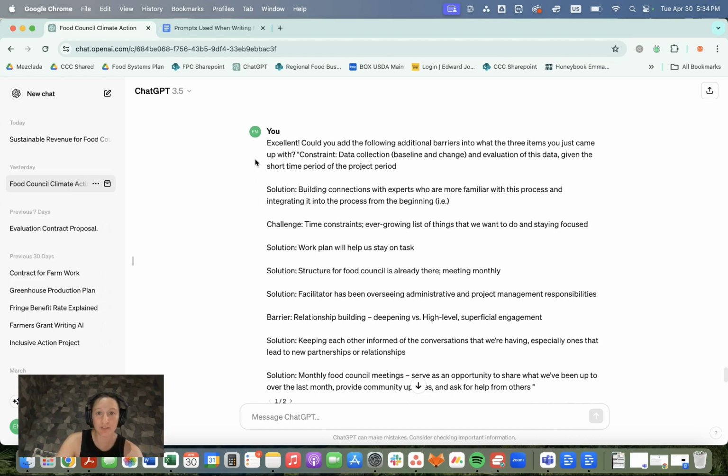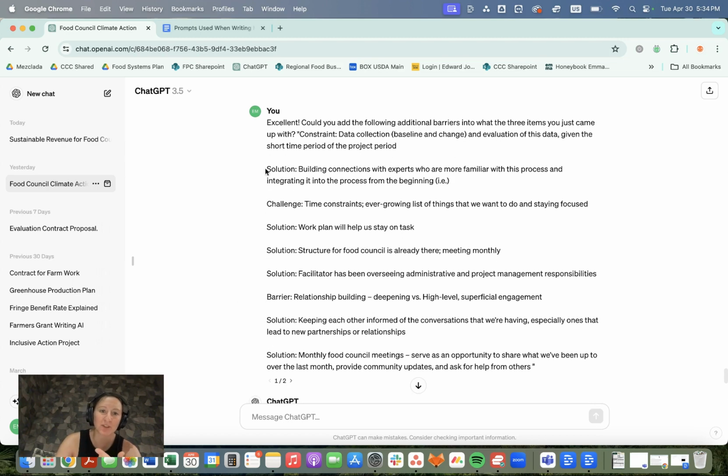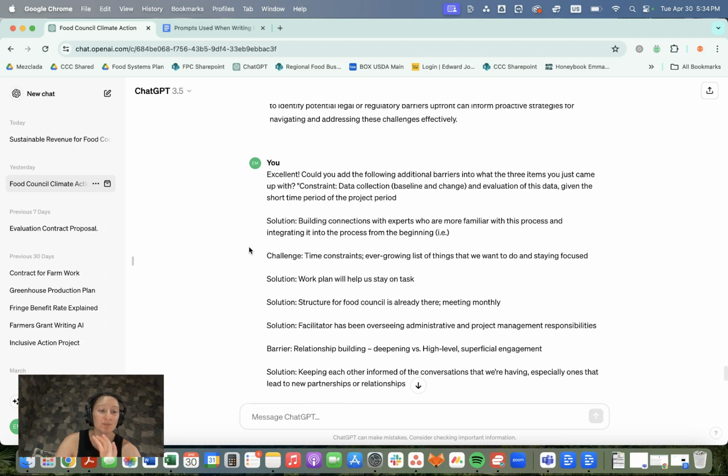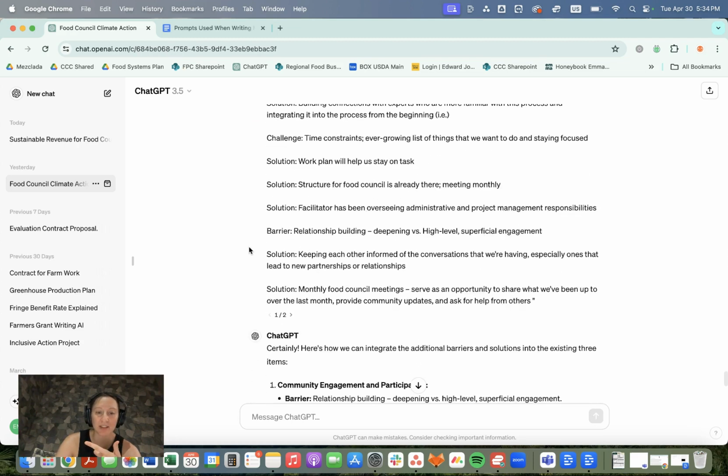Next one. Could you add the following additional barriers into what the 3 items you just came up with? Yeah. This is where things got messy and where I was like, okay, this is not working. Just go back to square one. This was what we had written in terms of the notes that I took from our group discussion of time constraints, data collection and evaluation given the short time period of the project. And essentially what they want you to do is say, what's the problem? And then how are you going to navigate it?